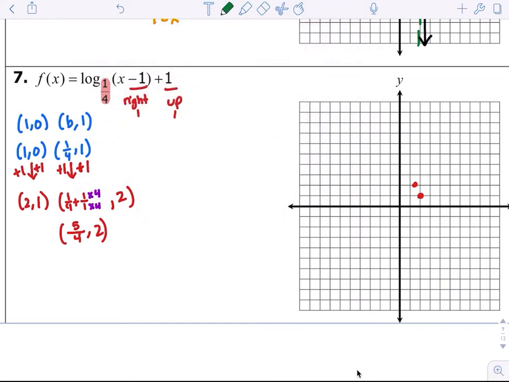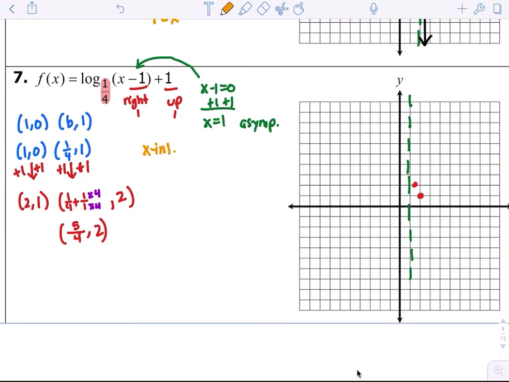All right, asymptote time. So we're going to get x minus 1 is equal to 0. Add 1 to both sides. x is going to equal 1. This is your asymptote. So we are going to plot that.